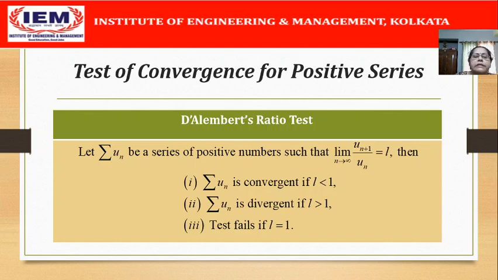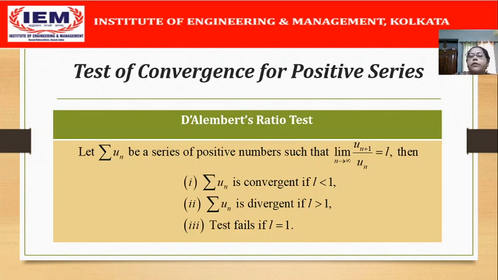So, what is that? This test says that if sigma un is a series of positive terms such that limit as n tends to infinity of un plus 1 by un is equal to L, then this series is convergent if L is less than 1, divergent if L is greater than 1, and the test fails if L is equal to 1.